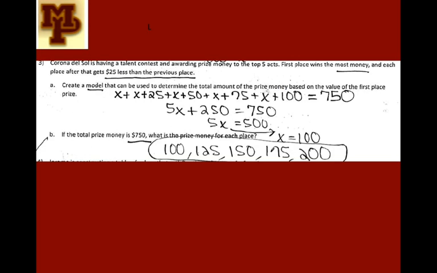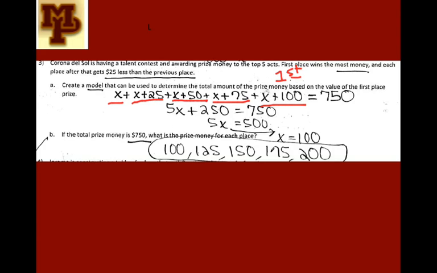This one talks about different prize monies, and it says that each one gets 25 less than the previous. I went the opposite way and I let x be the lowest prize, and then the next one would be 25 more than that, and then 25 more than that, and 25 more than that, and 25 more than that. So this represents the five place earnings. So the x is actually 5th place, and then x plus 100 would be 1st place. And again, each time you can tell I've added 25.